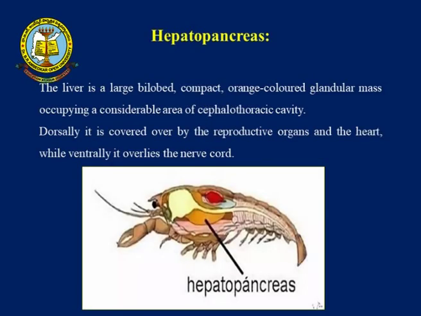outside from the hindgut. Now, when you talk about the digestive system, without talking about the hepatopancreas, it is incomplete. So, a liver is a large bilobed compact, that is, the hepatopancreas is also called the liver. It is a large bilobed compact orange colored glandular mass occupying a considerable area of the cephalothoracic cavity. Dorsally, it is covered over by a reproductive organ, the reproductive organ that is present in the coelom of the body, and also the heart, while ventrally it overlies the nerve cord. So, there is a nerve cord ventrally, it overlies the nerve cord over there.